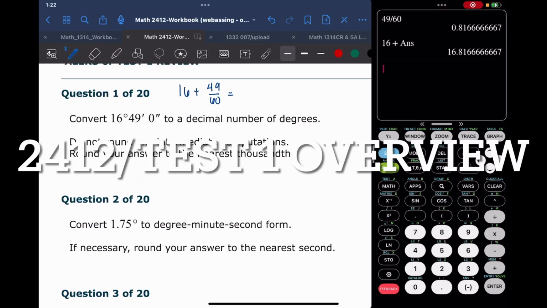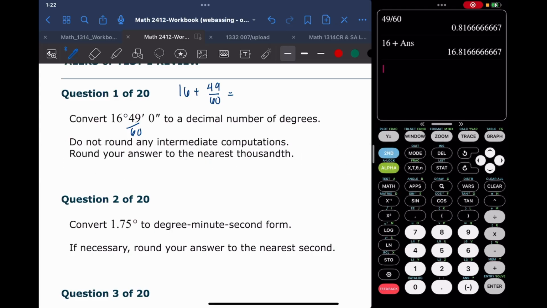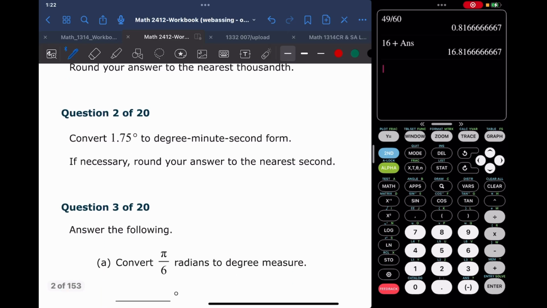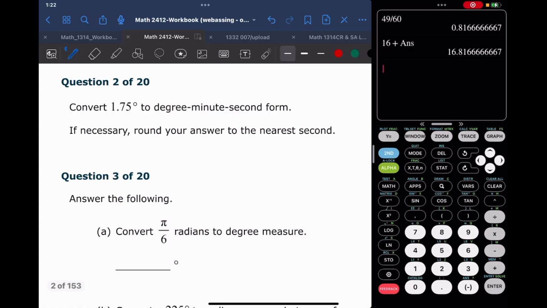Number 1 says to convert to degrees. Remember, this is over 60, so it's going to be 16 plus 49 over 60, which is going to be 16.817 degrees.